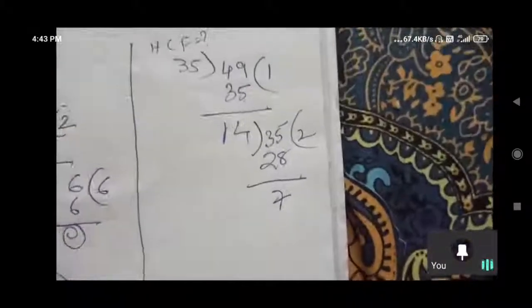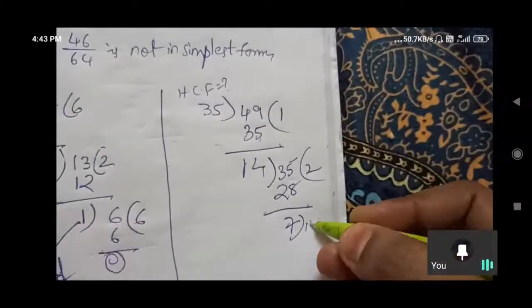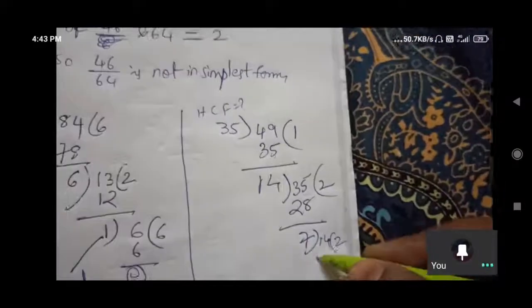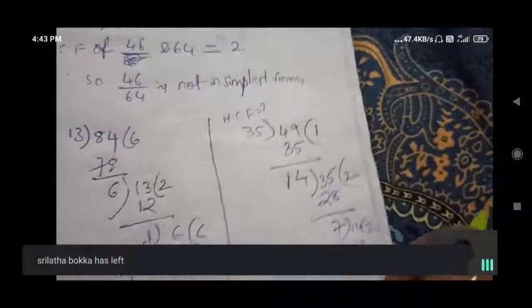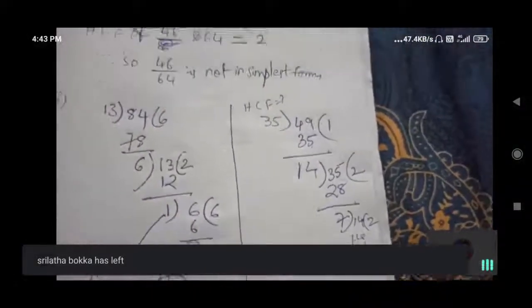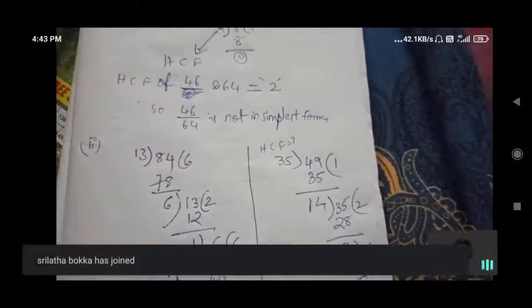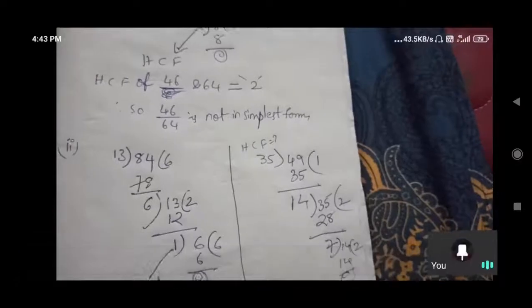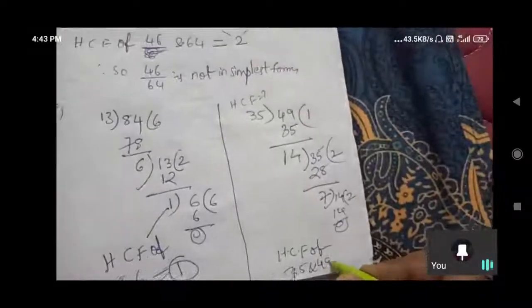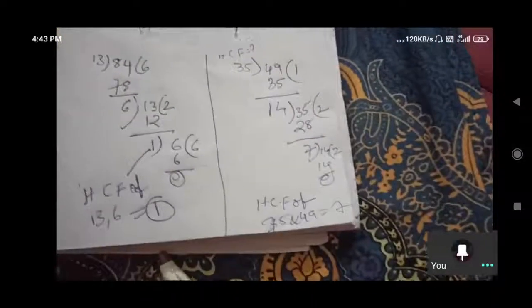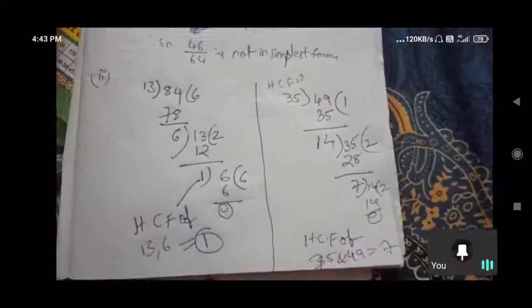Okay? You're getting it clearly. I know you can do it. So 7 2s are 14. So what is the HCF of these two numbers? HCF of 14, 35 and 49 is equal to 7. 7 is the HCF here. Okay? 7.